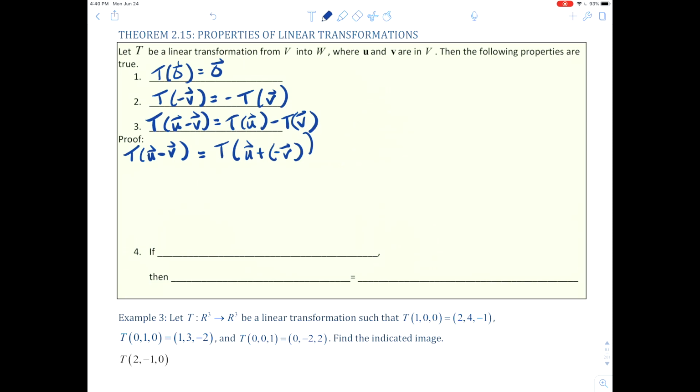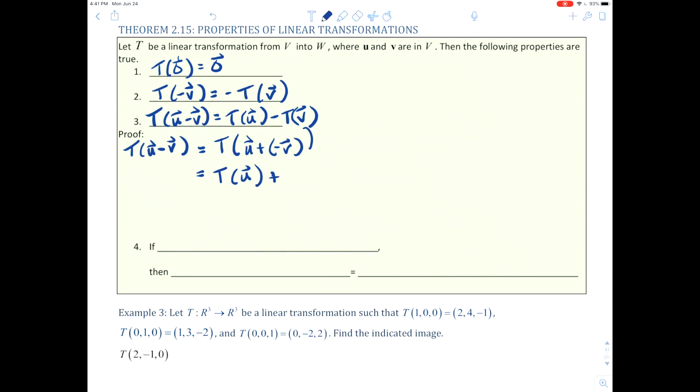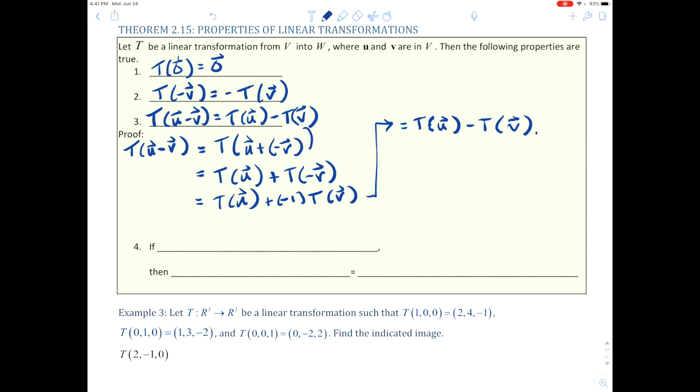And then that's going to equal to what? T at U, because now we have a sum, right? And we've been given that it's a linear combination. So T at U plus T at negative V. And then that's going to be T at U plus -1 times T at V, which is T at U minus T at V. Cool?